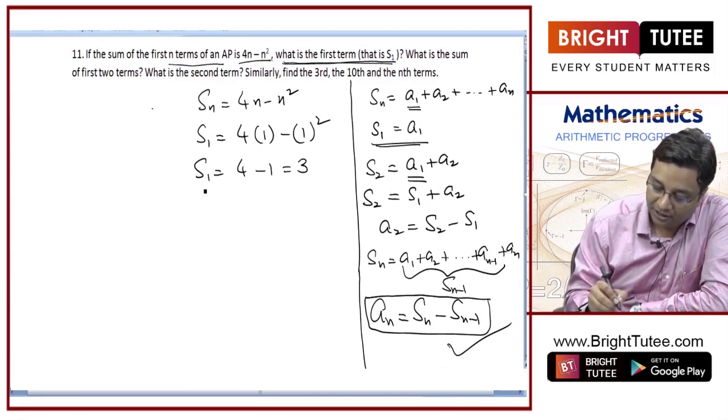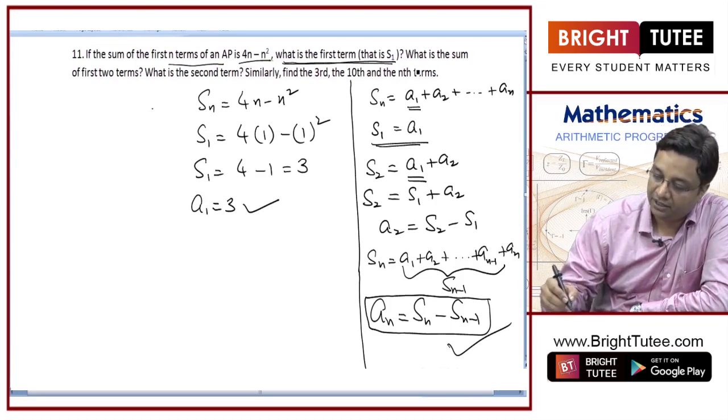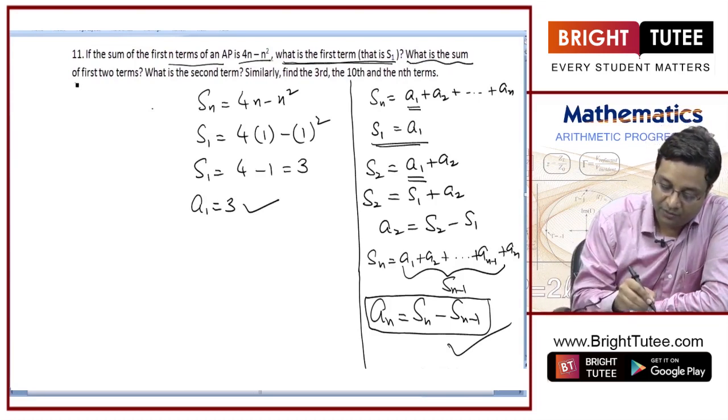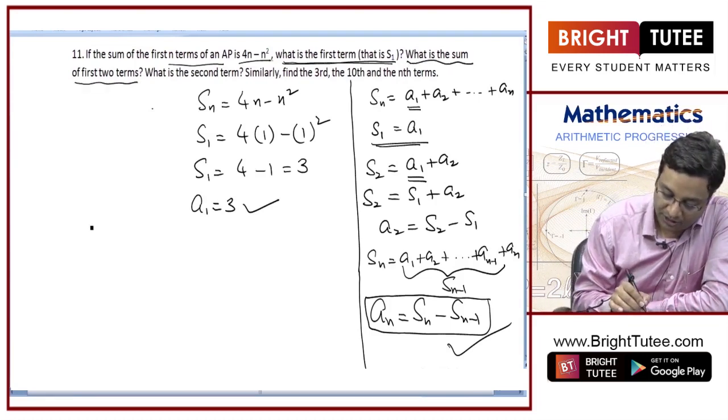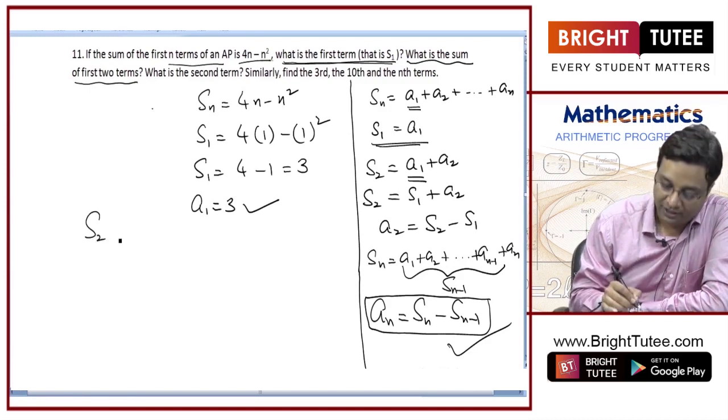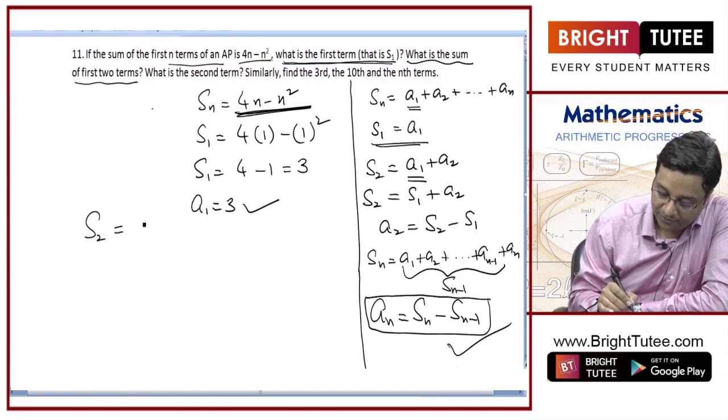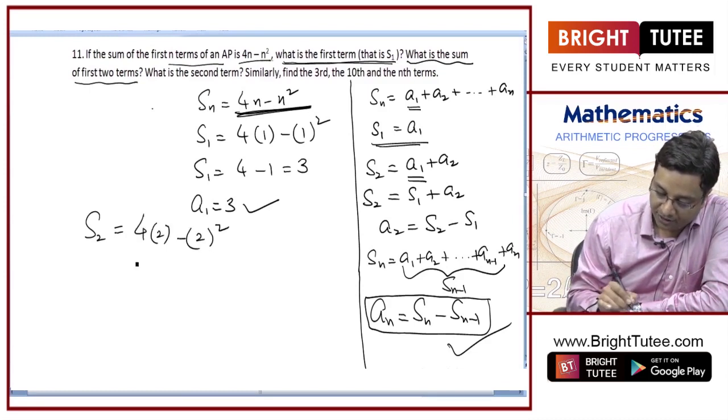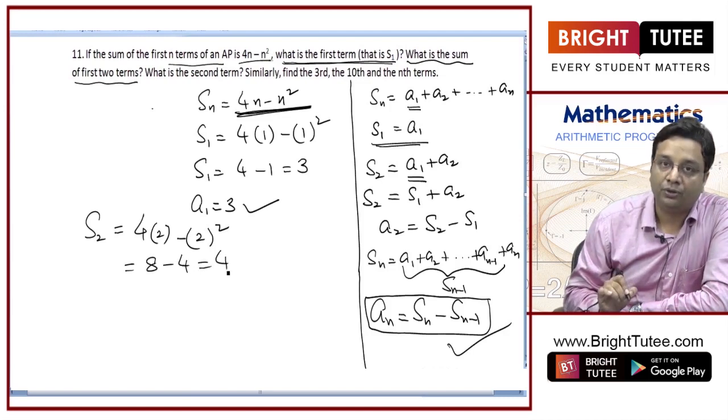What is the first term? So S1, which is equal to A1 equal to 3. So this is our first term. Now what is the sum of first two terms? So he is asking about S2. So S2 can be obtained by simply replacing n by 2 here. 4 into 2 minus 2 squared, which is equal to 8 minus 4 equal to 4.